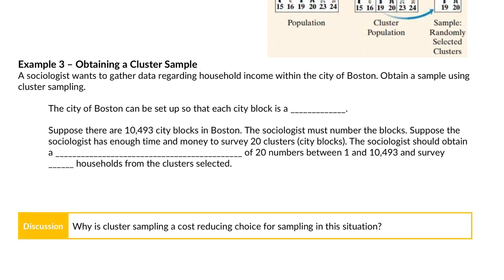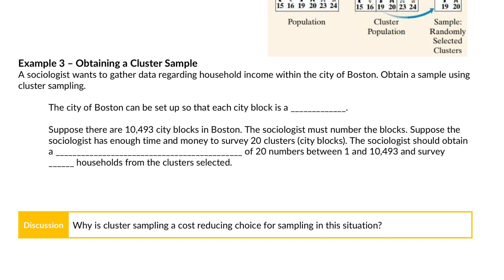So let's see how this might work. A sociologist wants to gather data regarding household income within the city of Boston. Obtain a sample using cluster sampling. So let's think. The city of Boston can be set up so that each city block is one of my clusters. Boston is pretty grid-like, with east, west, north, south blocks. So we can take an entire block and say this is a cluster. Suppose there are 10,493 city blocks in Boston. That's a wild number. I didn't actually verify that's how big it is, but that's huge. The sociologist must number the blocks, probably in some orderly fashion. And suppose the sociologist has enough time and money to survey 20 clusters, meaning 20 city blocks.